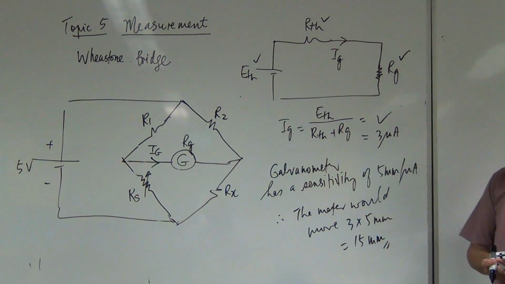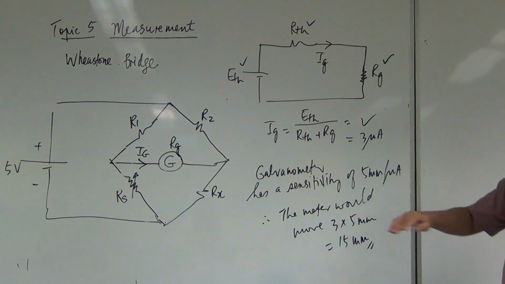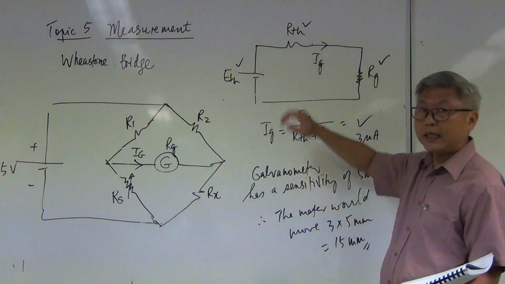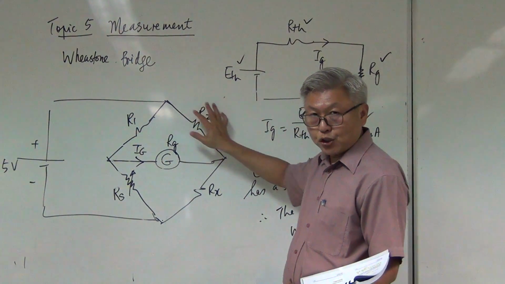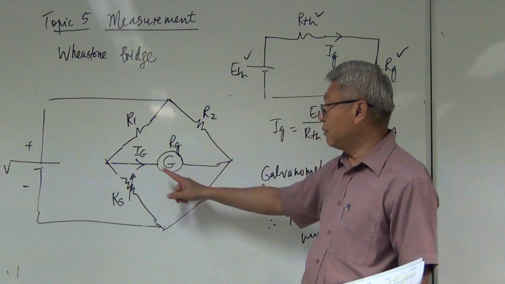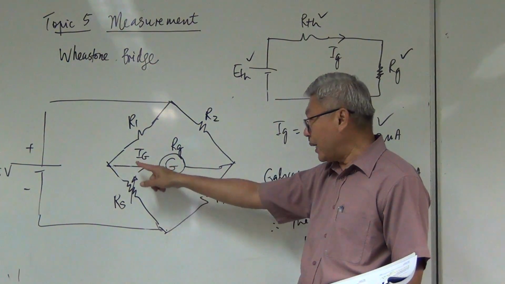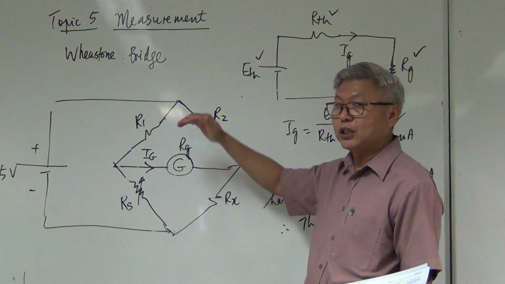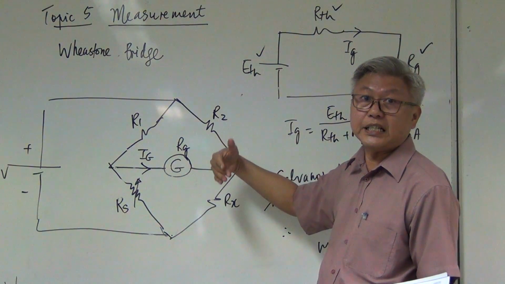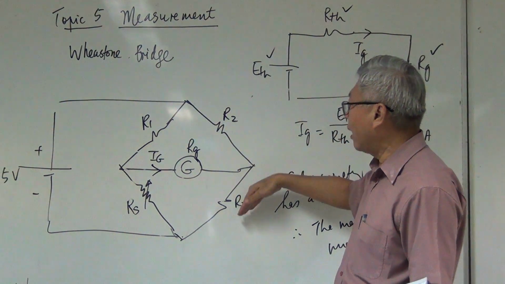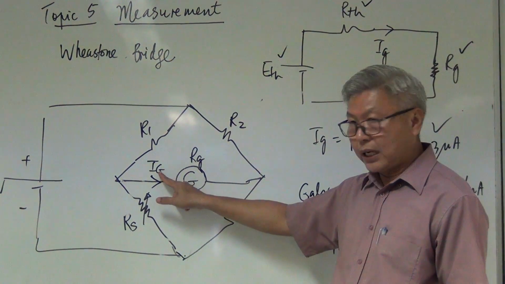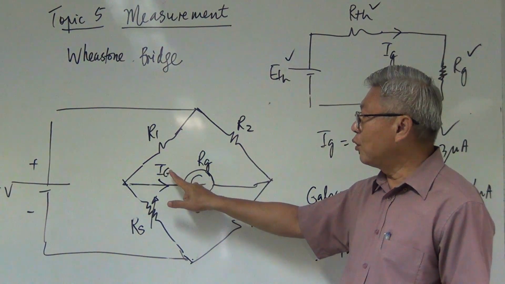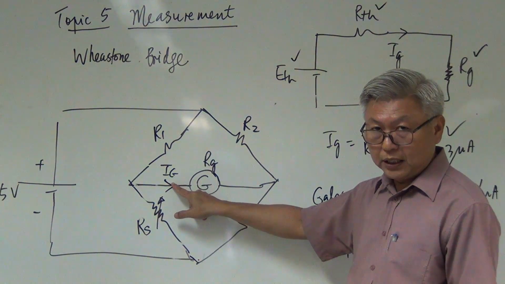Understand? Before I explain how to calculate ETH and RTH, let's get the concept correct first. I have a Wheatstone bridge circuit, now it's unbalanced, so there is a current. Just now when balanced, there was no current, and the condition to find the unknown resistance was pretty easy: R1 multiplied by Rx equals R2 multiplied by Rs. But now it's unbalanced, there is a current flow, and we need to know how much current flows through it.